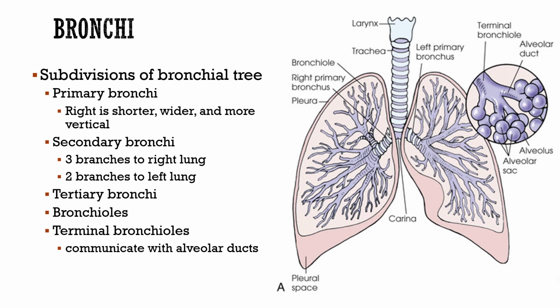The bronchi have subdivisions of the bronchial tree. It's like an inverted tree. We have the primary bronchi, in which there are two of them. There's the right and the left. The right one is shorter, wider, and more vertical.